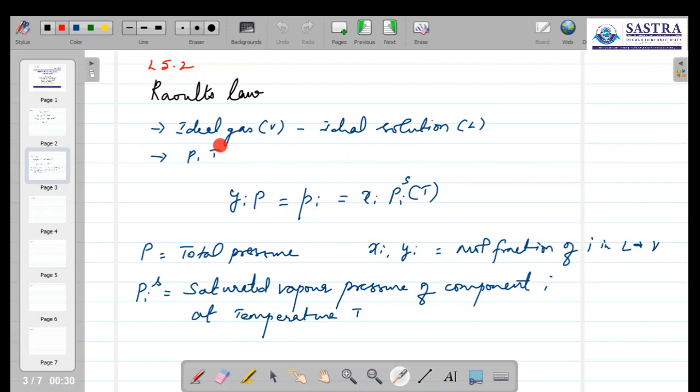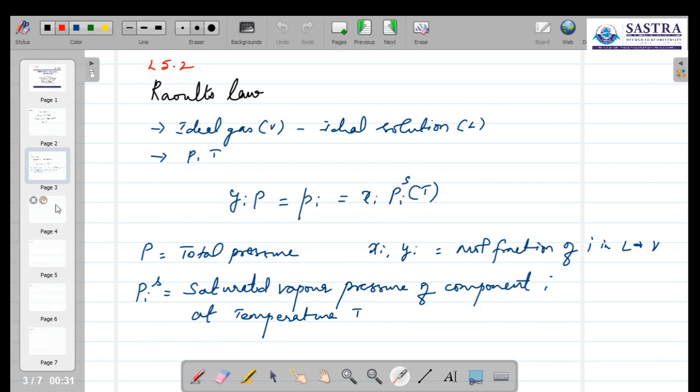If this is the case, then any component i which is in equilibrium between the vapor and the liquid can be expressed by this relationship, which says that yi P is equal to pi, which is equal to xi pis. Now this pis is a function of T, where yi and xi are the mole fractions of the component in the vapor and the liquid phase respectively. So xi is the mole fraction in the liquid phase and yi is the mole fraction in the vapor phase. P is the total pressure, and pis is the saturated vapor pressure of that component at that given temperature.